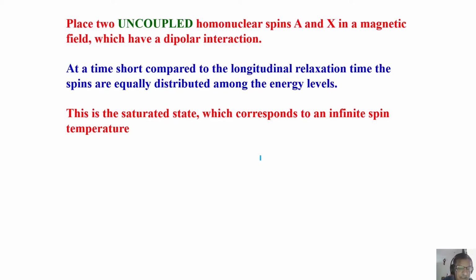Now I'll do one thing. I'll take two nuclear spins, uncoupled, homonuclear. Of course, I'll put them in a magnetic field. They are close, so there is a dipolar interaction. I can't put two nuclear spins which are far away. Too far away, more than 10, 20, 30 angstrom, then there is no interaction. Let us say we have put two uncoupled nuclear spins which have a dipolar interaction, that is, close in space.